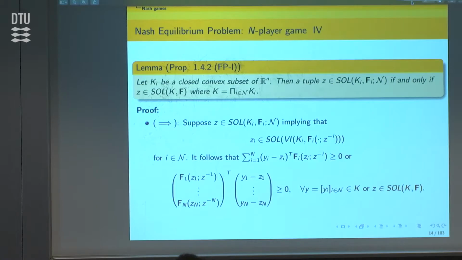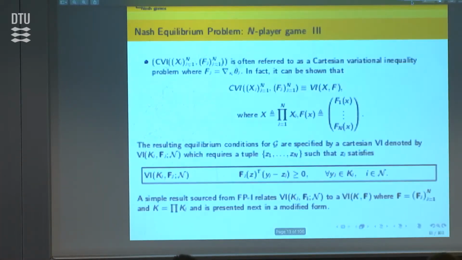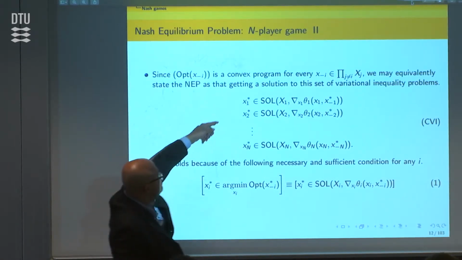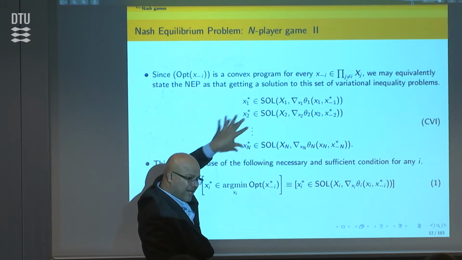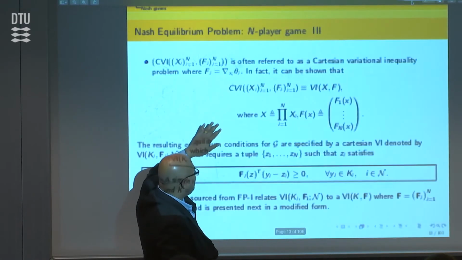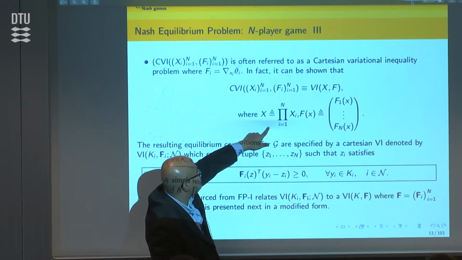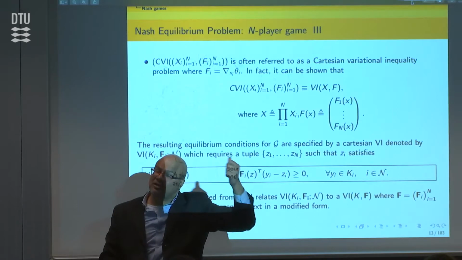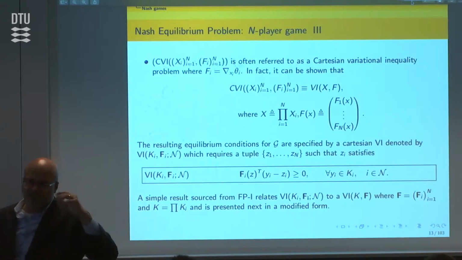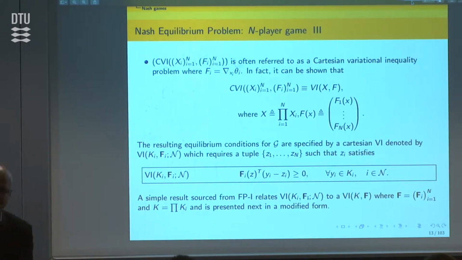Okay, so let's see what we're trying to prove. We're trying to show that if I get a solution to this problem, so I get an x1 star, x2 star, xn star that collectively solve this problem, then I have an x that solves this problem. Now look, this is a single variational inequality. That's a collection of variational inequalities. So let's make sure we understand the distinction. We have n versus 1. And I want to make sure that the solution of one is exactly the solution of the other, and vice versa.